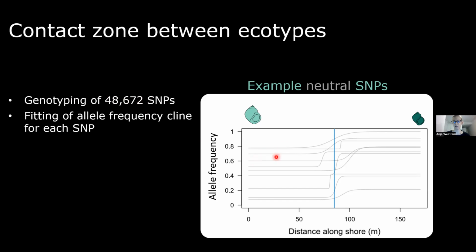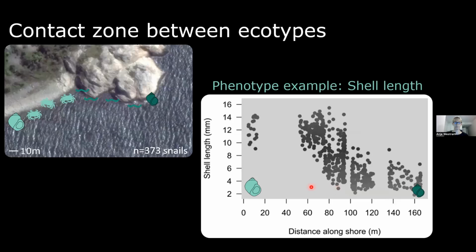So we can make a plot where we have the transect or the distance along the shore on the x-axis, and then we get the allele frequency on the y-axis, again from crab to wave. And we have here, this blue line is just the point where the habitat changes from the crab habitat to the wave habitat.